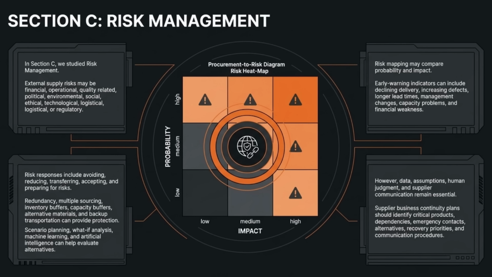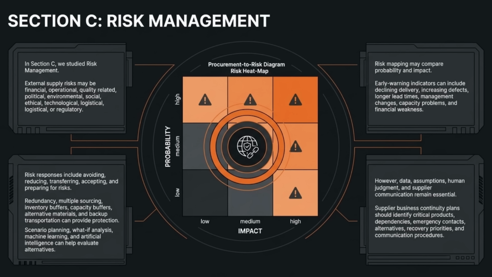In Section C, we studied risk management. External supply risks may be financial, operational, quality-related, political, environmental, social, ethical, technological, logistical, or regulatory. Risk mapping may compare probability and impact. Early warning indicators can include declining delivery, increasing defects, longer lead times, management changes, capacity problems, and financial weakness.